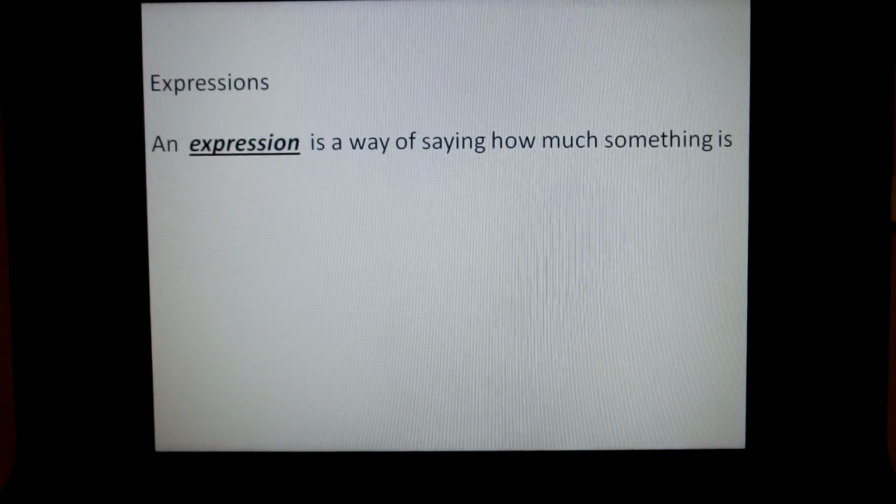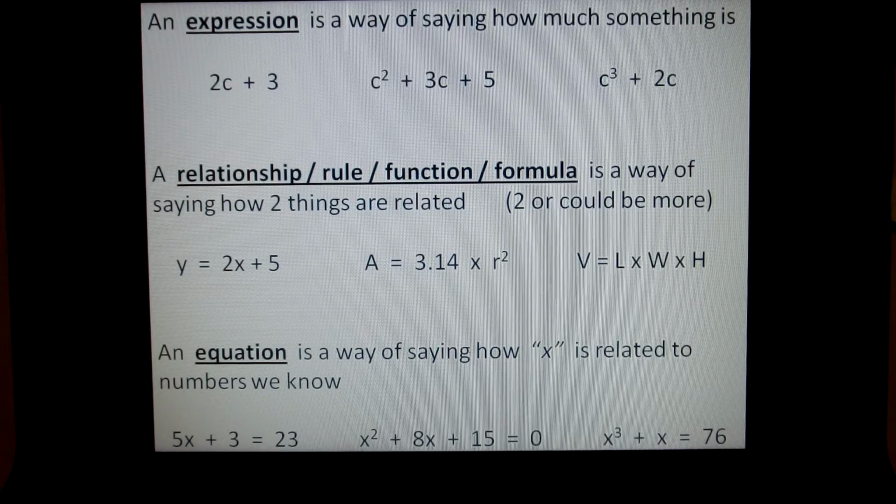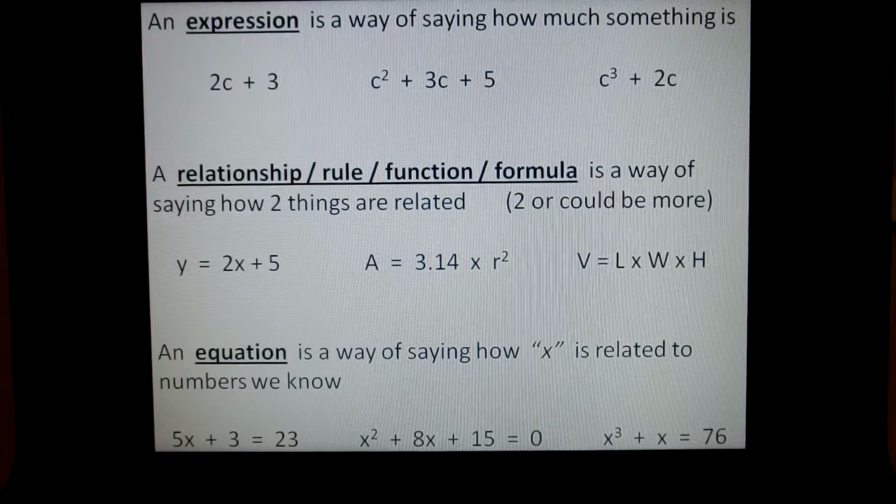Okay, short video lesson on expressions in algebra. Expressions. An expression is a way of saying how much something is. Just to put things in perspective, when we're dealing with algebra, there are three types of statement that we might come across. An expression is a way of saying how much something is.